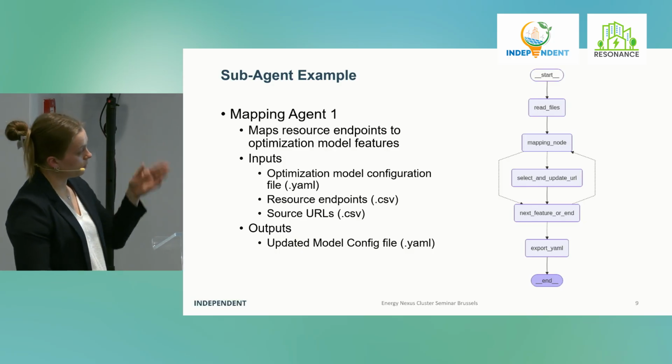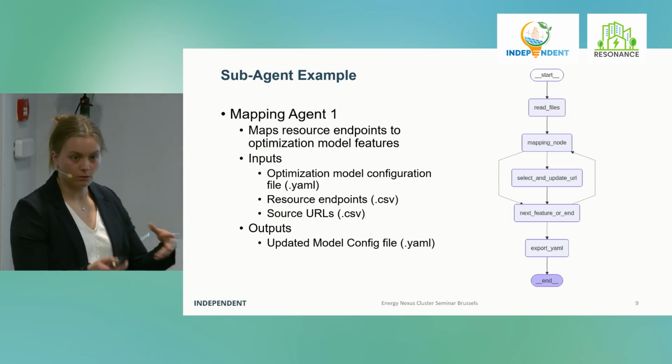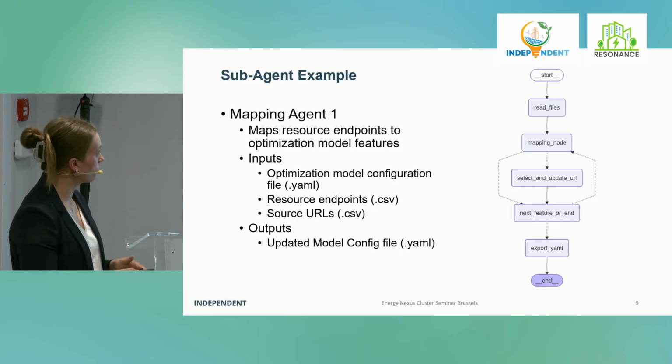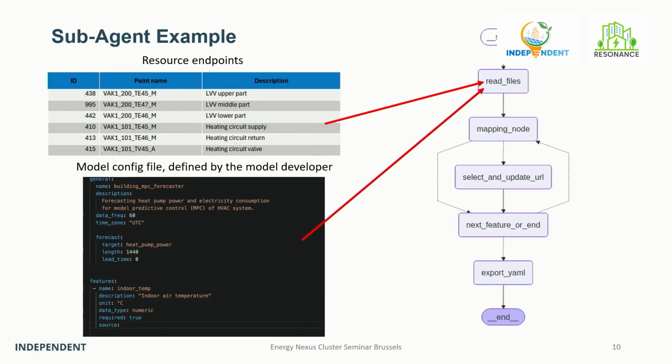And here's the process flow of the whole agent, how it goes through this first task. The first thing it does is read the files that we give it. So it'll read the input. In the Finnish pilot, we have the resource endpoints just in a .csv file, and then we have the model configuration file that is defined by the model developer.